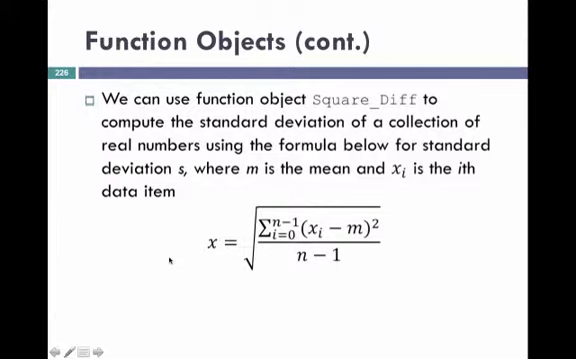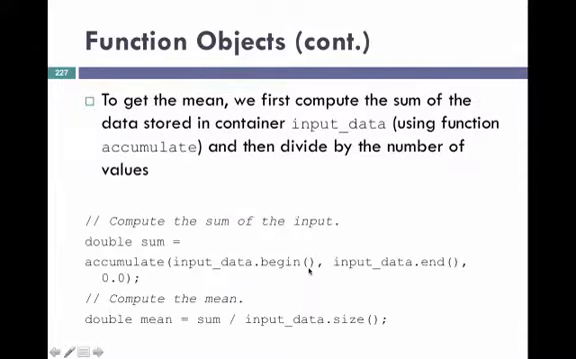And we can use the function object squareDiff to compute the standard deviation of a collection of real numbers using the formula below for standard deviation. Now to get the mean, we first compute the sum of the data stored in the container and then divide by the number of values. So to compute the sum of the input, we'll start out with the begin and end iterator calls to input data, and then we can compute the mean.